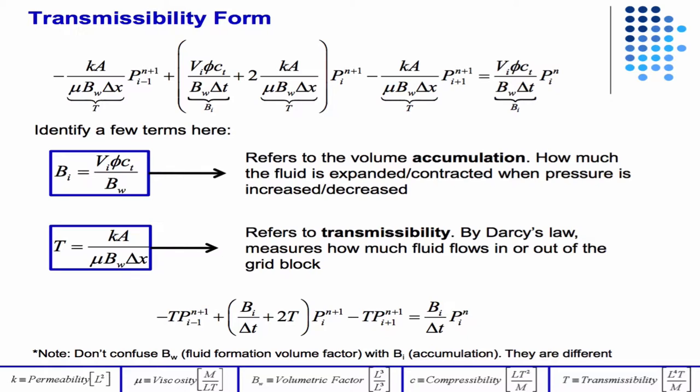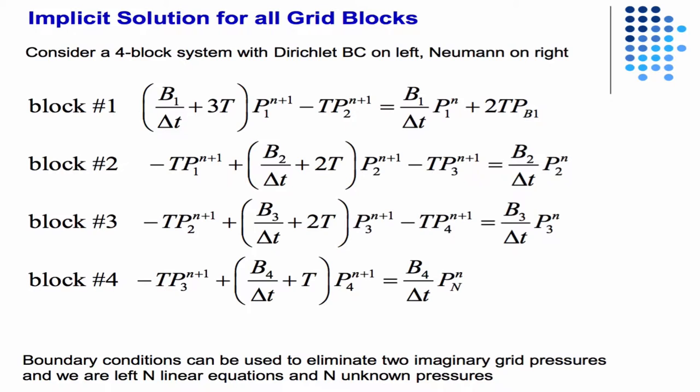This is what the equation looks like for the ith grid block in terms of those constants. If we write down the equations for four grid blocks with a Dirichlet boundary condition on the left, what is the Dirichlet boundary condition? Constant pressure. And a Neumann on the right, what is a Neumann? Constant flux. Understand that constant could be zero, right? Zero flux. Okay. So these are what the equations are for a four grid block system.